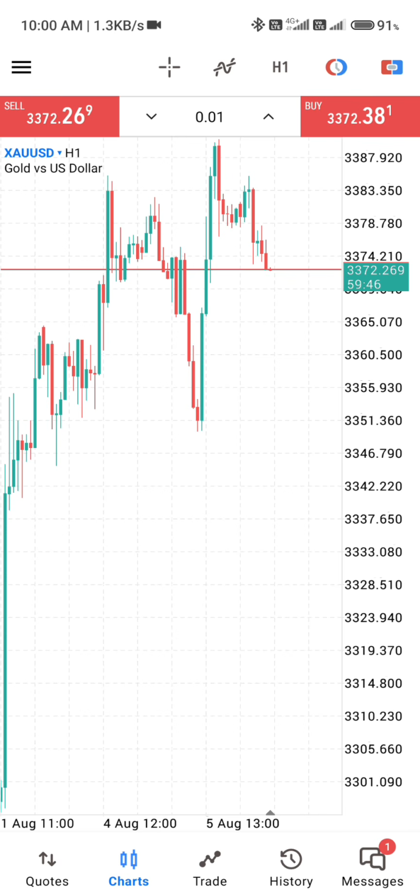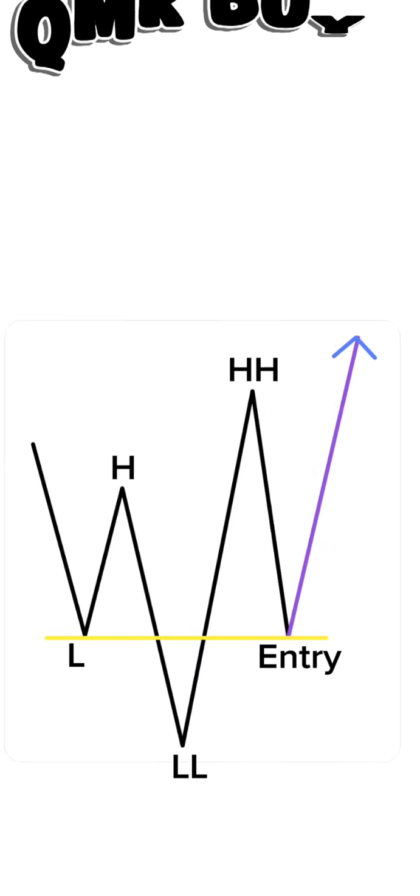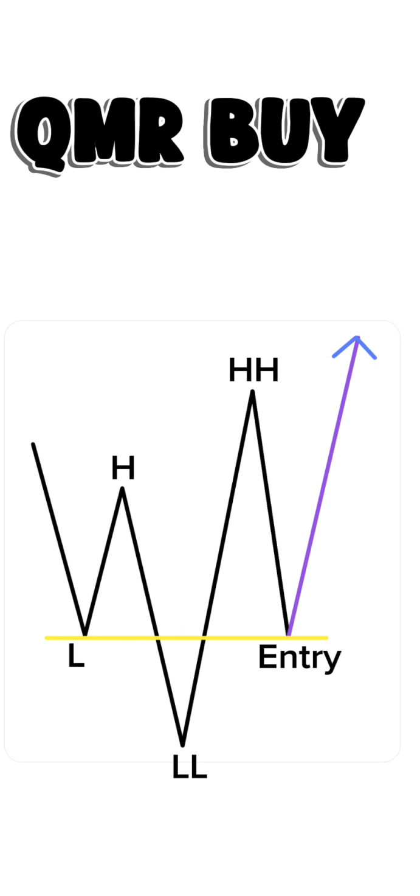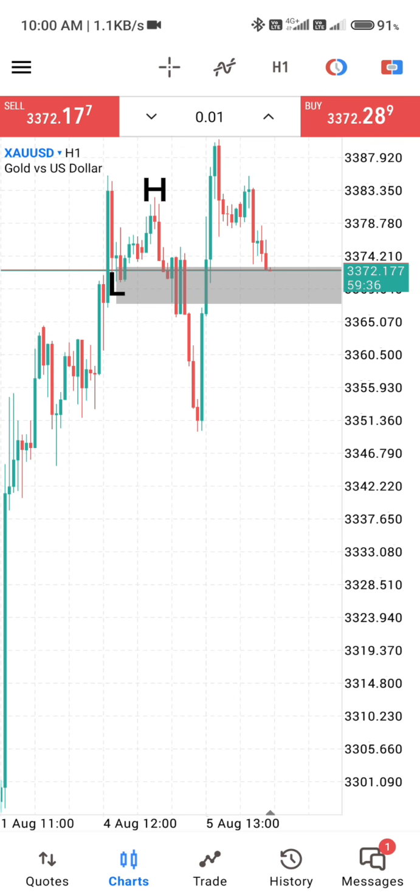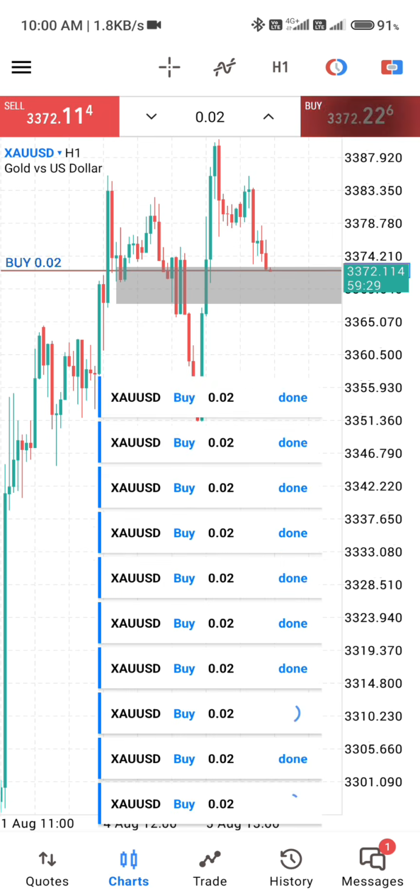So today we will open trades on gold. First of all, let's check our trade, then I'll show the reason. Basically, price here made QMR buy, which is a reversal setup. First of all, price made low, then it made high, lower low, higher high, and the last point is our entry point. So that's the full structure of QMR buy.